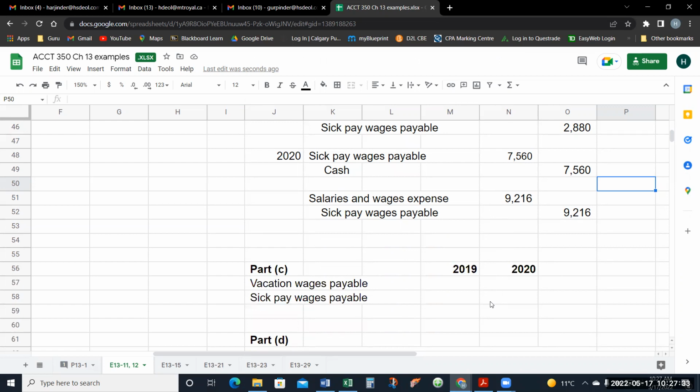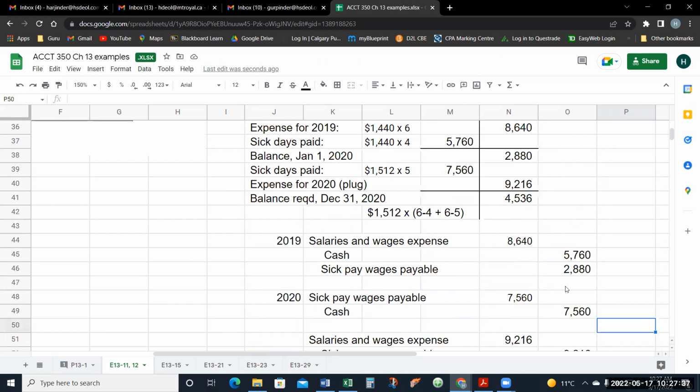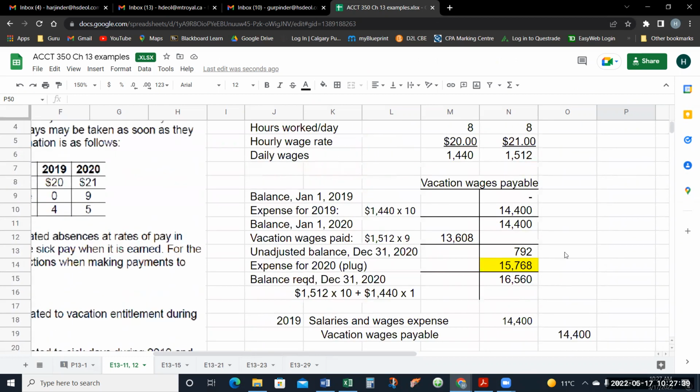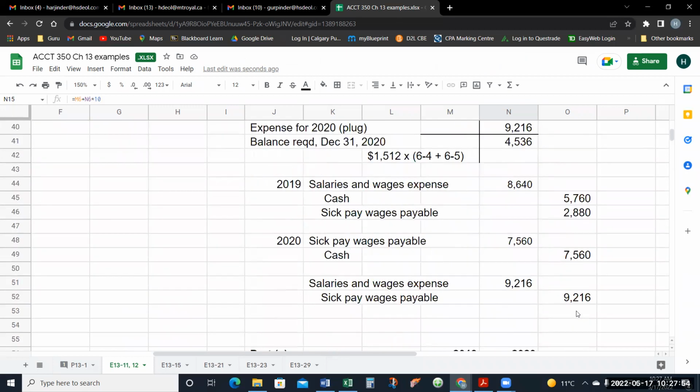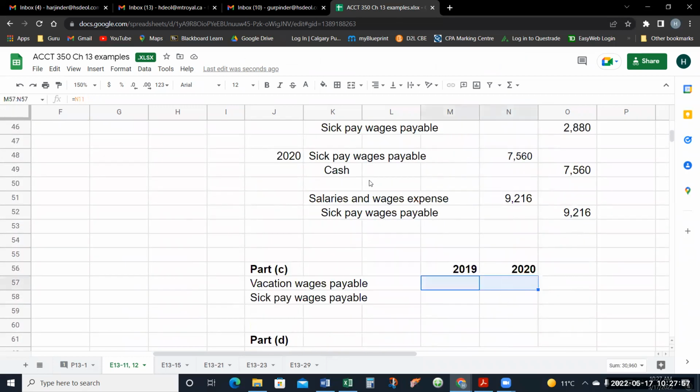All right, part C is what amount gets reported as the liability, and it's pretty easy to pick. We've already done the math. So the balance for the liability at the end of 2019 for the vacation wages payable was $14,400. And the balance at the end of 2020 is $16,560. So those are the amounts that the company will report for liability.